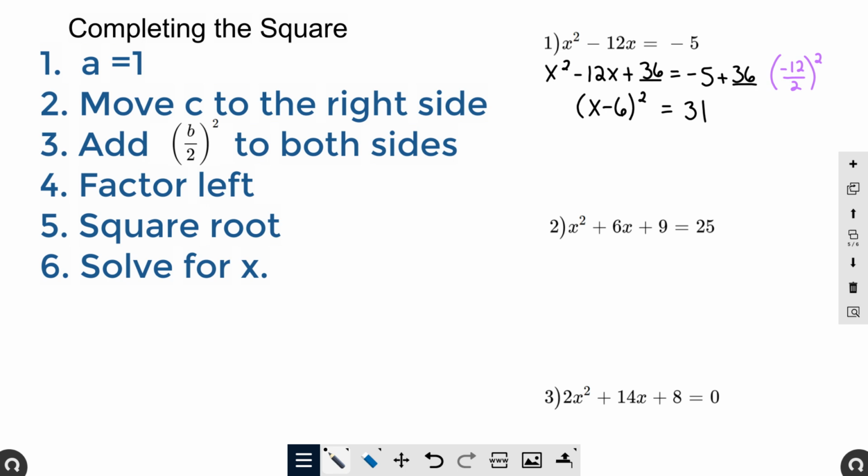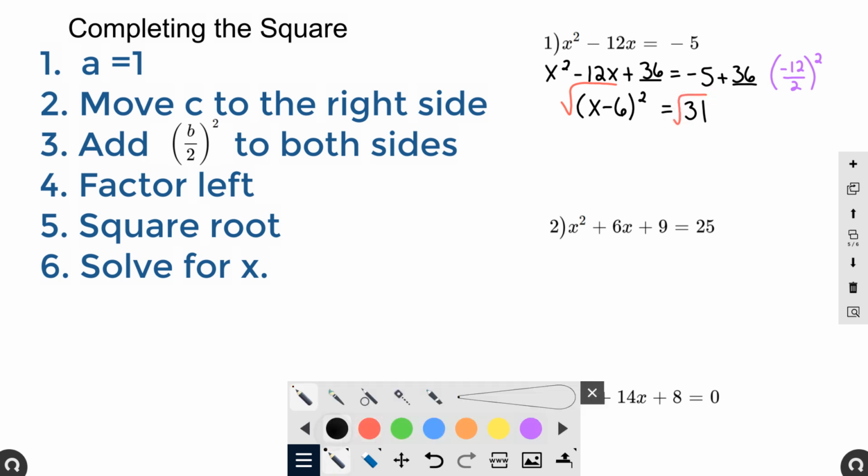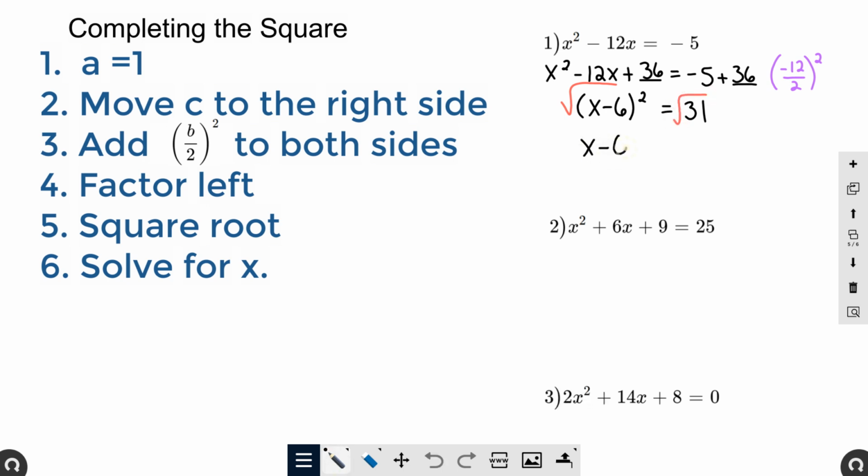Now we're on to step 5, which is to do square root. So we're going to square root here and here. Now on the left side, it just drops the squared and the parentheses. And anytime you take a square root, don't forget to put plus or minus. Now look at the square root of 31. It's not a perfect square, but we want to try to break it down as much as possible. But 31, it doesn't break down, right? So just leave it as square root 31 because it is a prime number, so it won't break down.